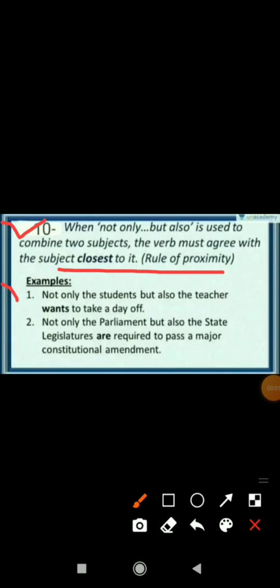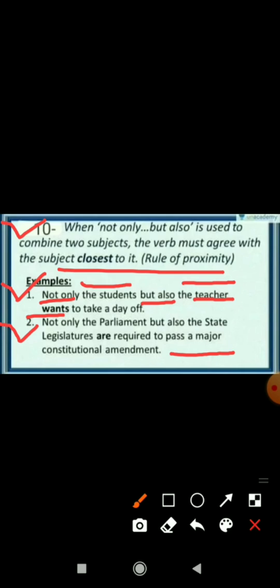Example you can see, not only the students but also the teacher wants to take a day off. So here two subjects are there, that is the students and the teacher, and they are joined with not only but also, and the closest subject to the verb is the teacher, and according to the teacher we have used wants here. Not only the students but also the teacher wants to take a day off. We have considered the subject which is closest to the verb. Second sentence is, not only the parliament but also the state legislatures are required to pass a major constitutional amendment.